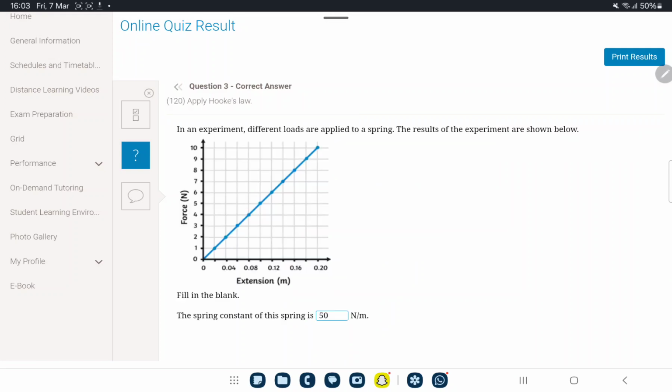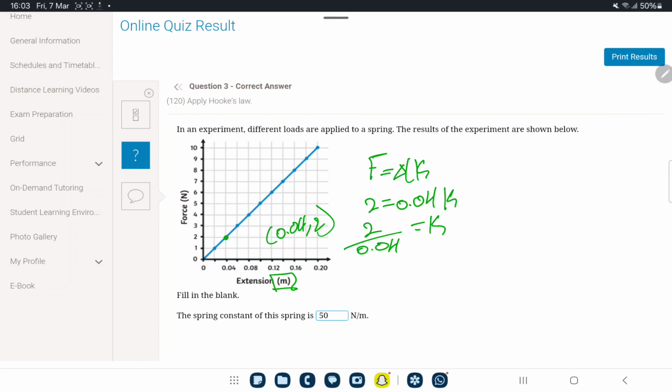Again, for this question, Hooke's law, they gave us the graph. F equals delta L K. We get a point at 0.04, 2. Here the extension is already in meters, so no need to convert anything. F is 2, delta L is 0.04, and K is 2 over 0.04. You put it in your calculator, you get 50 equals K. Don't forget the units if it's written.